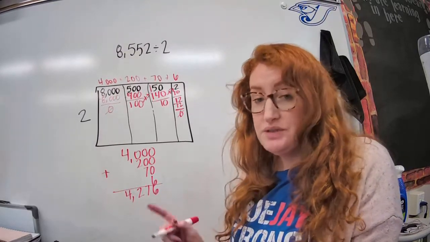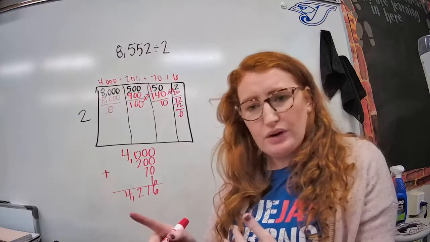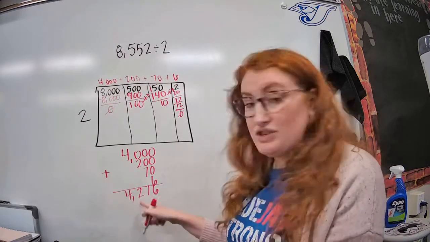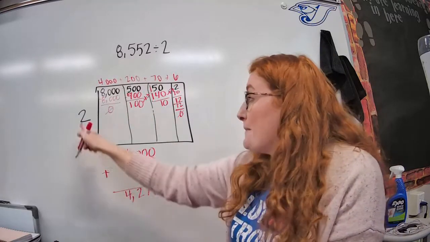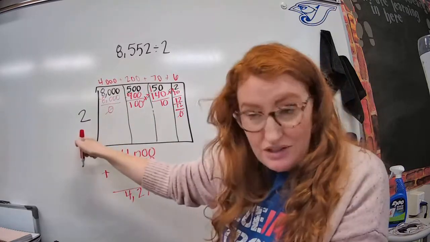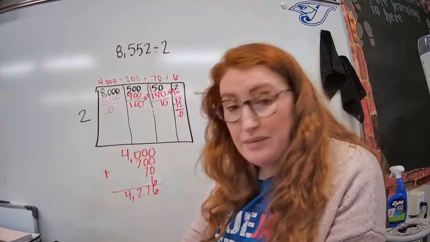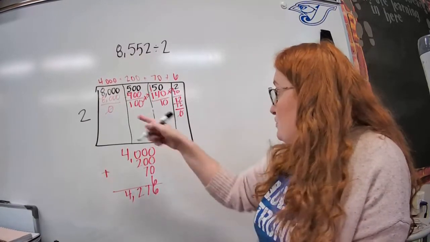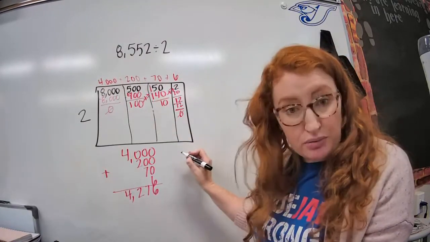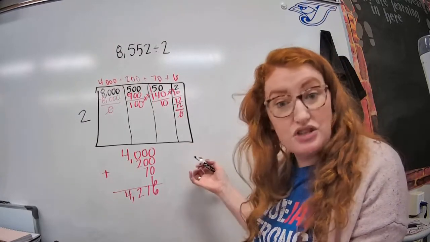But I might want to check. I can check using multiplication. And when you check using multiplication, you're working backwards. You're taking your quotient, which is the answer to a division problem, and you're going to multiply it by the divisor. So 4,276 times 2. And I'm going to do that right here on the side. And I'm going to use partial product, so I don't have to create a whole new box. But if you prefer area model, like I said in a previous video, you are more than welcome to use that to check your work.